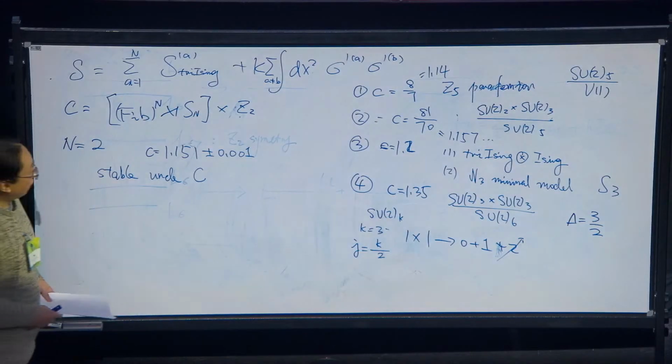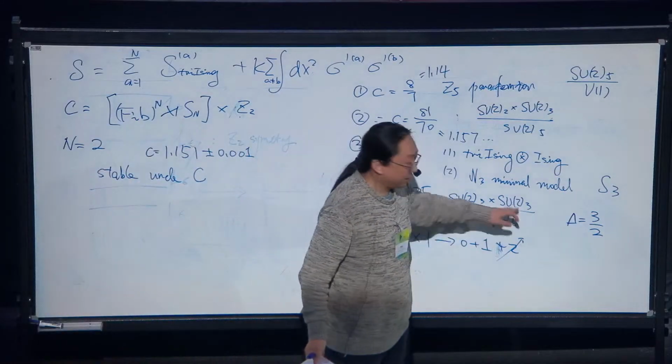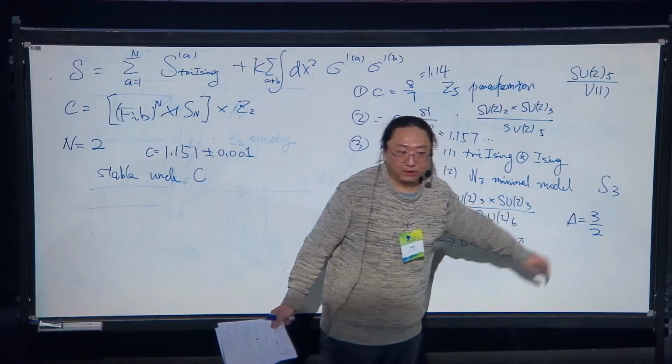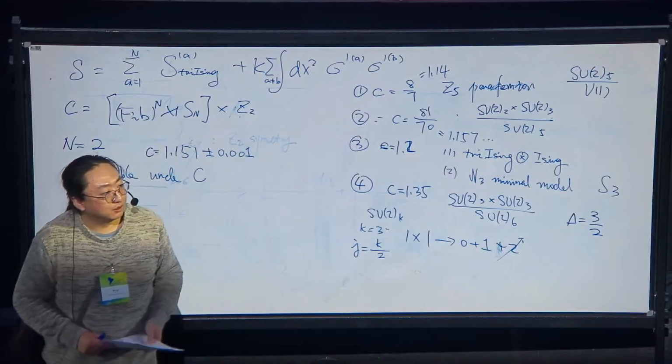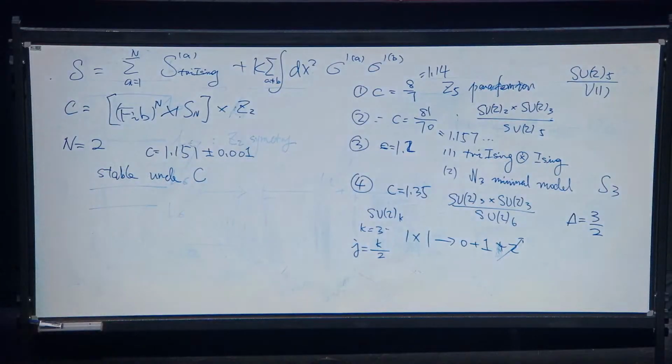I think it's safe to conjecture that if you deform this theory by the operator, it would flow to the CFT we discovered. That's field theory already. Now I think it's a good time to move to the lattice model.